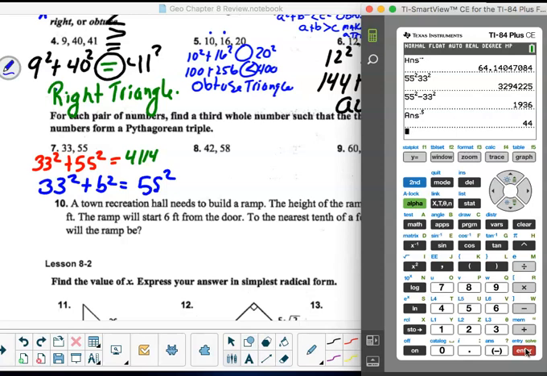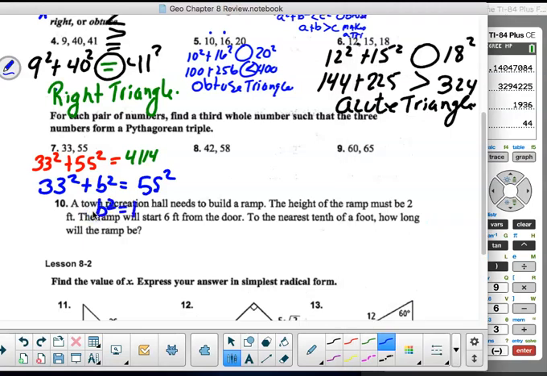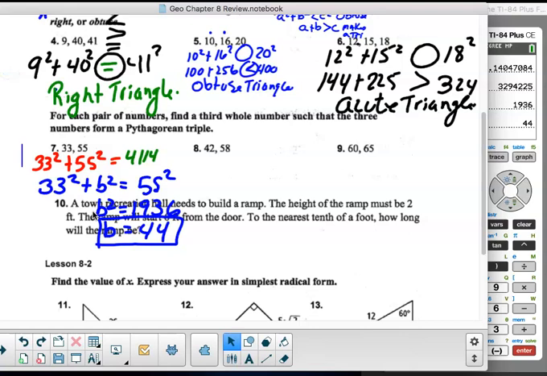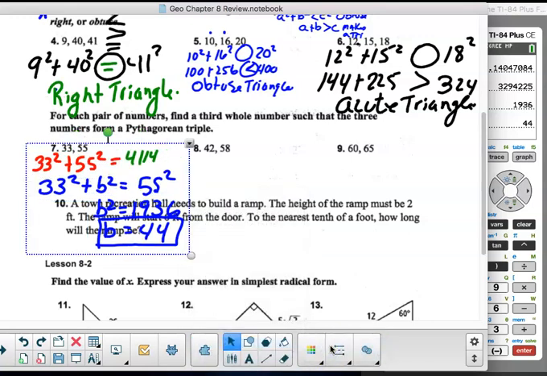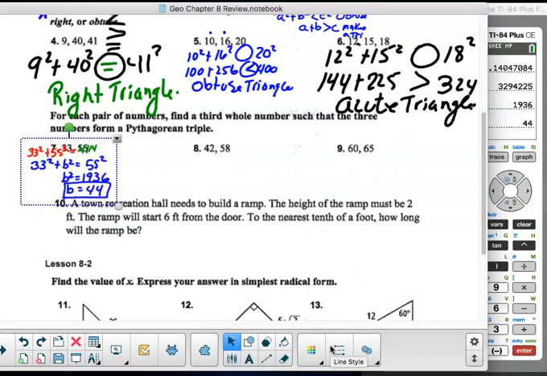So I'm going to do it this way and find out that after I do this, b squared is equal to 1936, and then b is equal to 44. So did you see how I tried one way, it didn't work? Then I tried the other possibility, and it worked. So that's what we got to do when we do these problems. So b is 44.